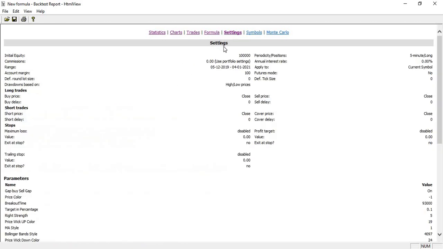And in the settings, you will have the settings that we have seen earlier. What is the initial capital, in which time frame we are testing, for which symbols we are testing, for which day trend we are testing. So all those details will be captured in the settings. And in the symbols, it will list whatever symbols we have run this backtest for.